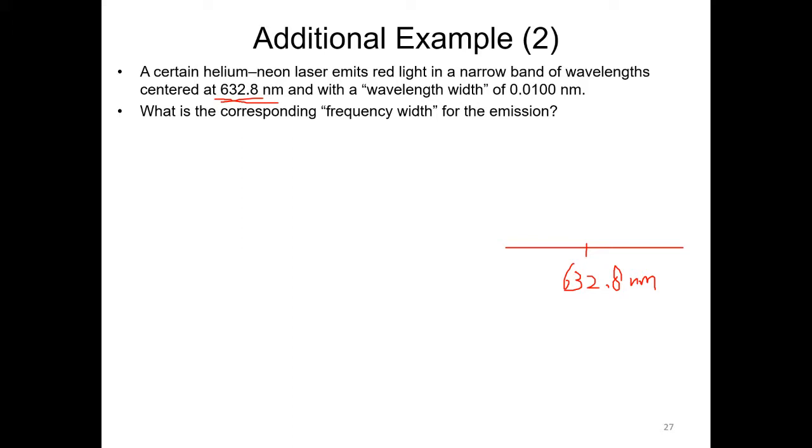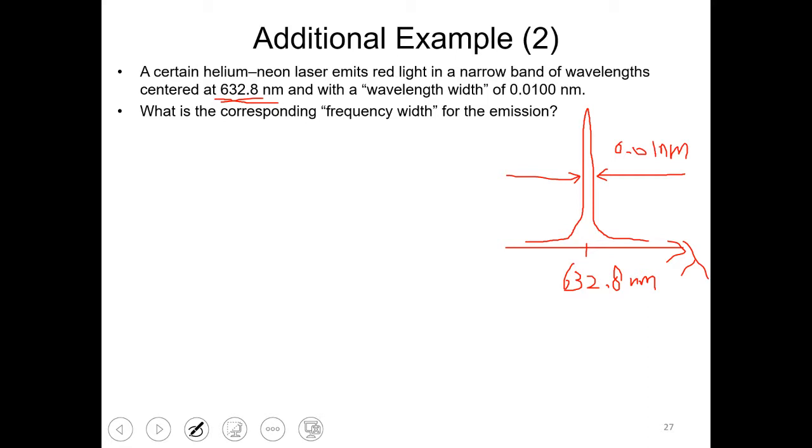And actually, it is not a delta function. It really has some width, something like this, because the laser is not perfect. So this width is something like 0.01 nanometer. This is the lambda. And you know f and lambda are inversely proportional to each other.